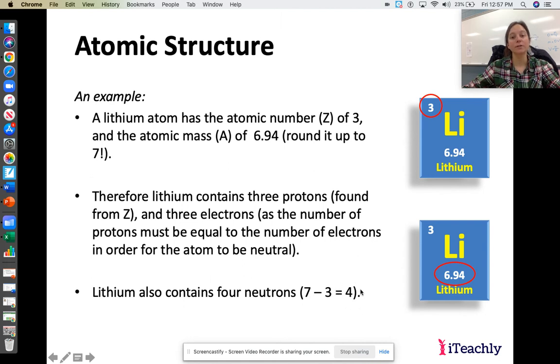Now, I also can determine the number of electrons, because remember, the number of protons and the number of electrons are equal in an atom because the charges are equal. So that means I have 3 protons. That would mean I would have 3 electrons.